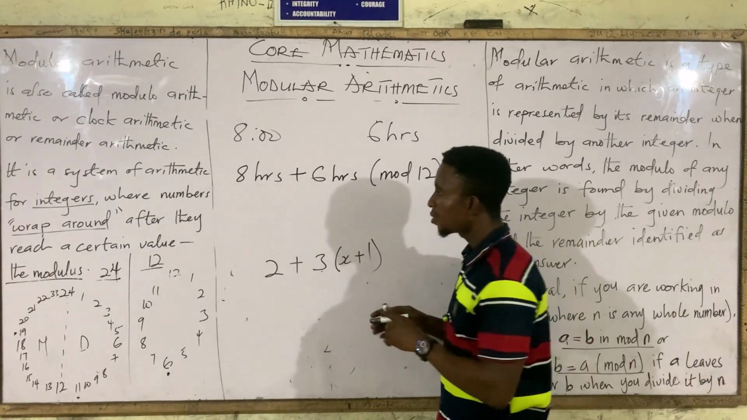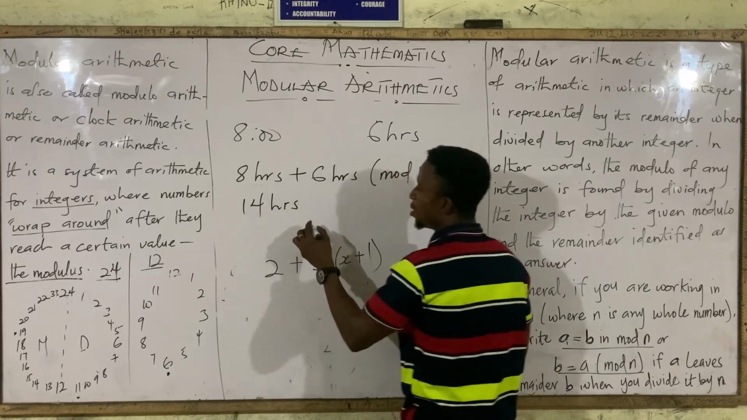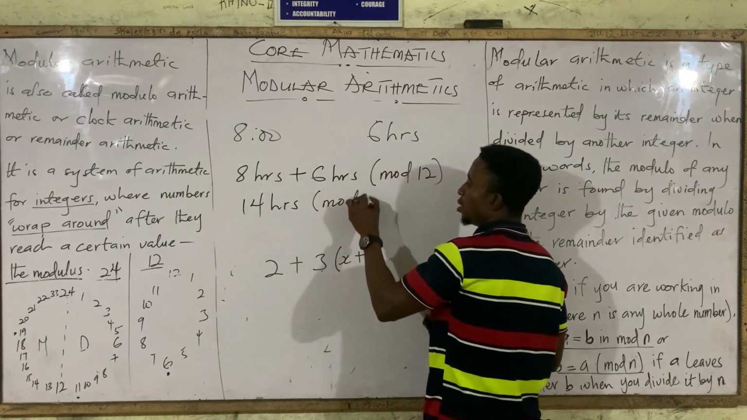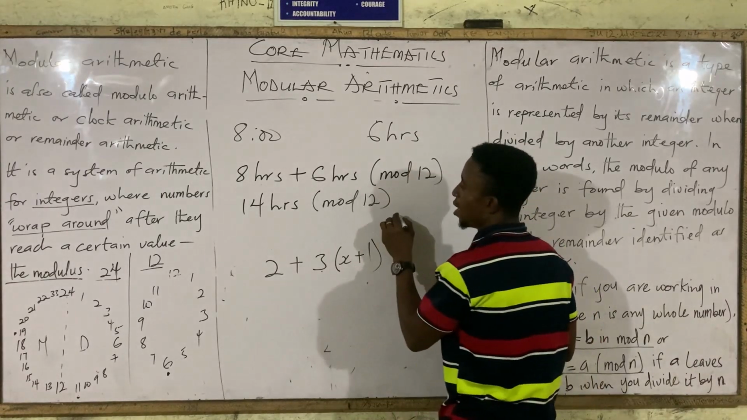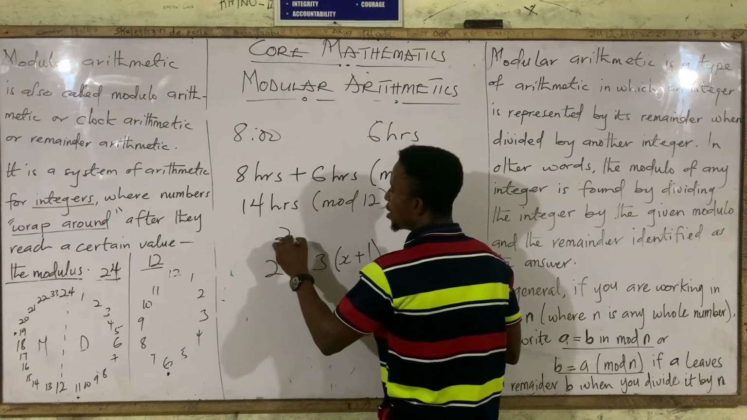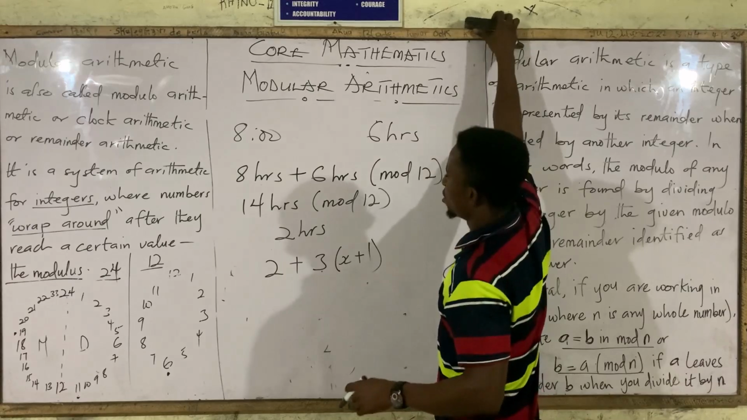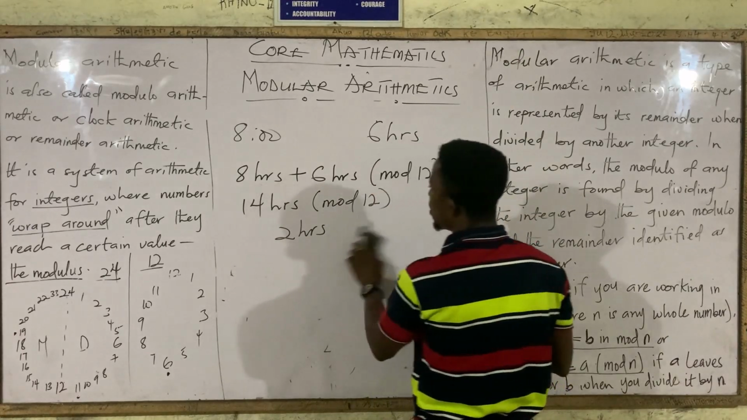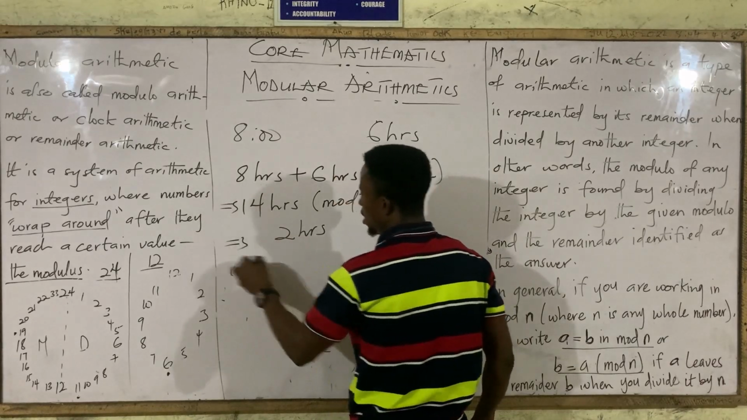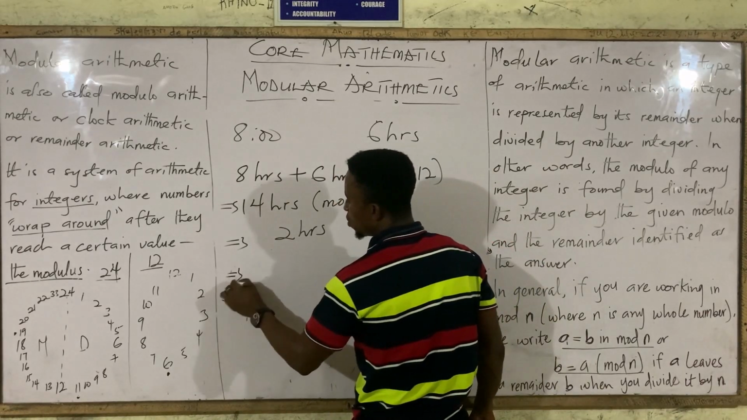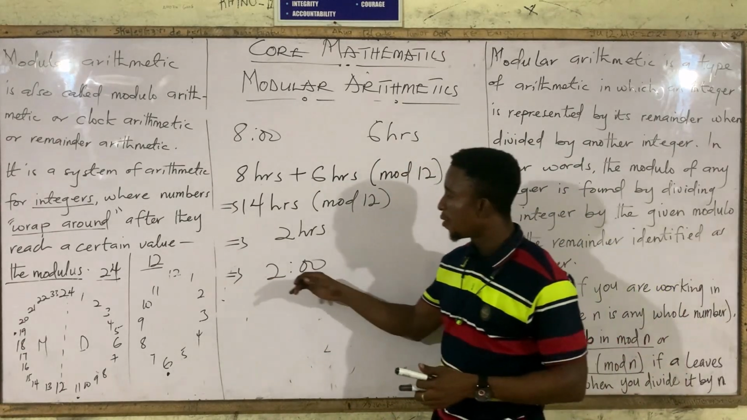Are you okay? So this one is going to be 14 hours. Then I'll have mod 12. Now this one will give us 2 hours. Is that what it is? And 2 hours can now be written as 2 o'clock.